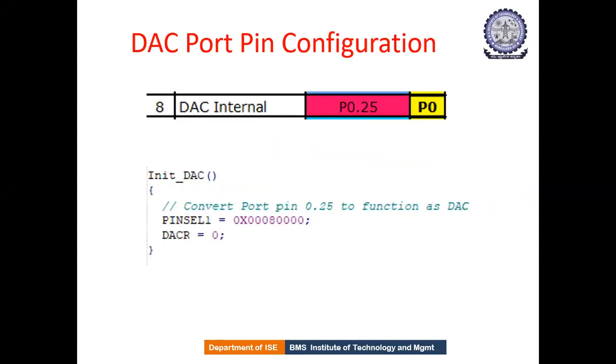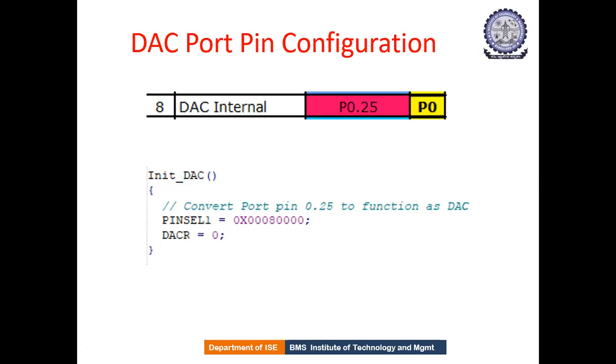Going on to the program, the DAC is specified with a port pin, port 0. The 25th bit is assigned for DAC internally. When we are using port 0, 25th bit, we are supposed to use pin select 1, and the 25th bit will be 1 and the remaining all will be 0. So this is how we are initializing DAC. Once we initialize DAC, the DAC control register should also be initialized to 0, so that no other data exists from the previous value.